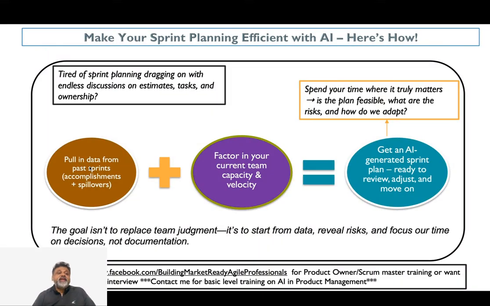What Gen AI is really going to help you with is to start from the data, understand the risk, and focus on decision making, and not worry about the documentation part, which Gen AI tools can do for you anyway. So try this out in your next sprint planning and do let me know if you need help in coming up with a good prompt that you want to feed into the GenAI tool to come up with a good sprint backlog.